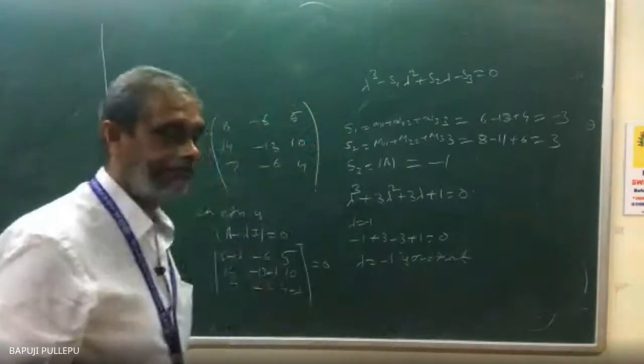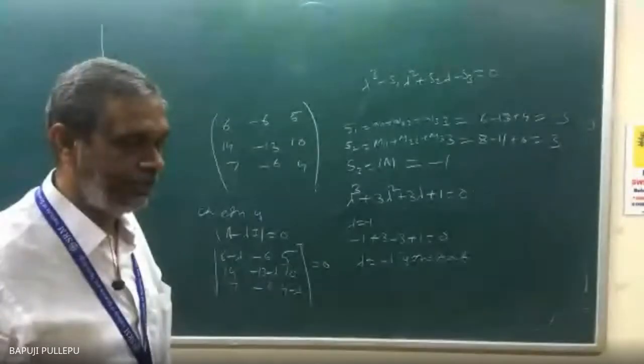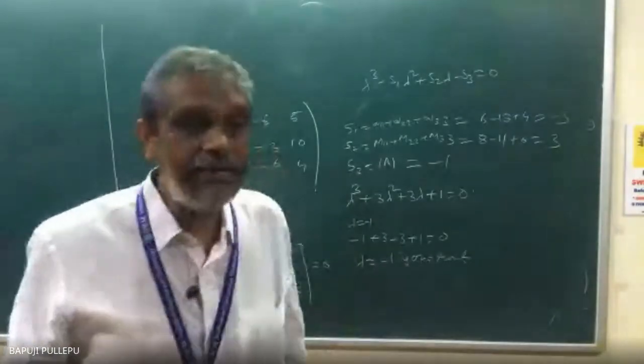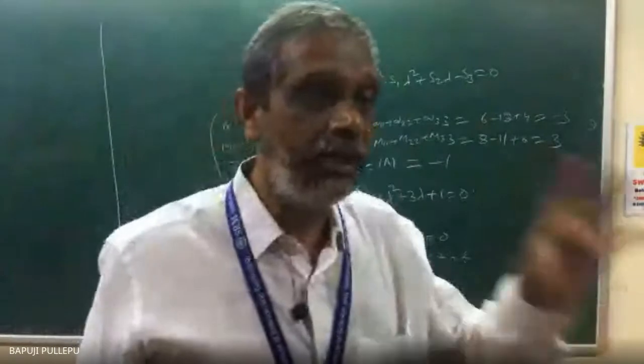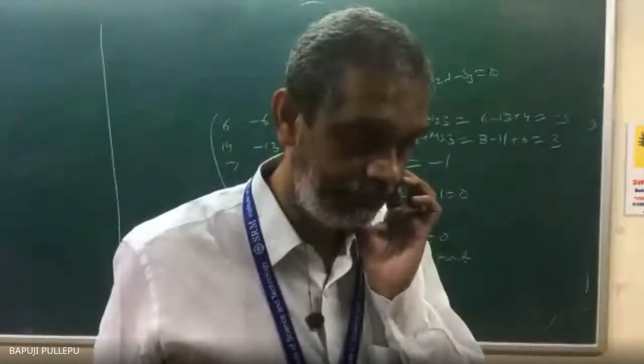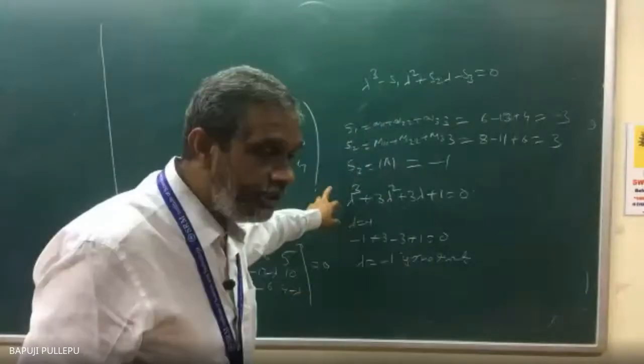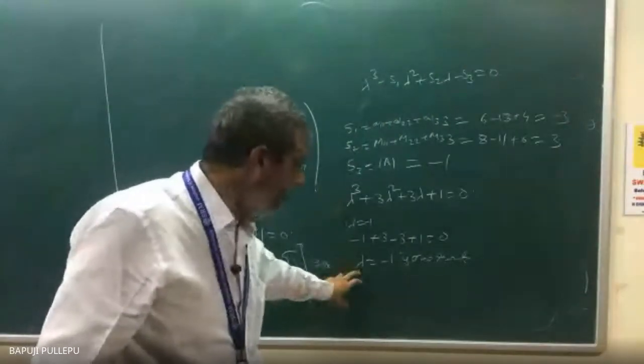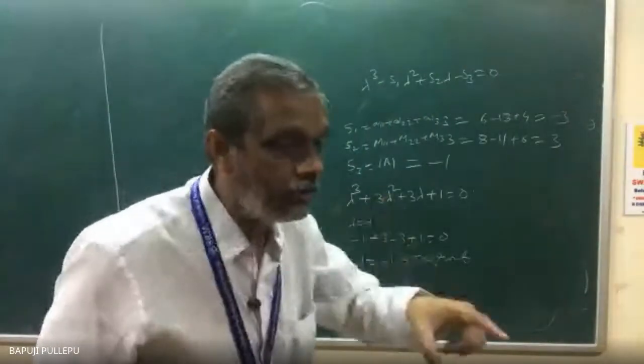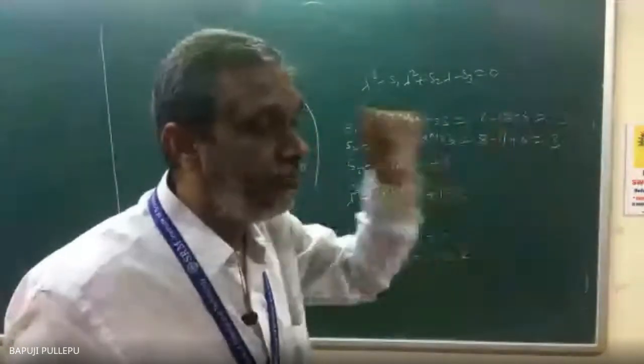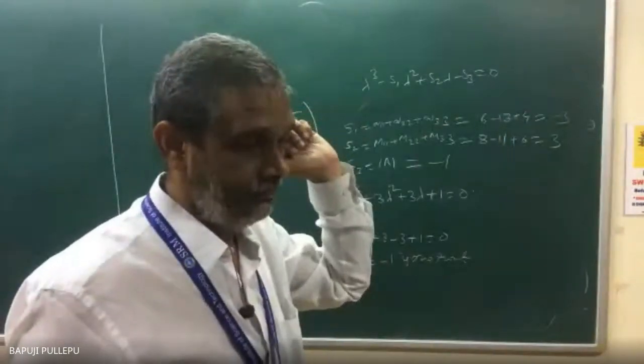Am I correct or not? Now, this equation I can write as lambda plus 1 into something. Do you agree? Yes, sir. This whole third degree equation, how can I write it? Lambda is equal to -1 is a root. Lambda plus 1 means what? Factor. Correct? Yes, sir.